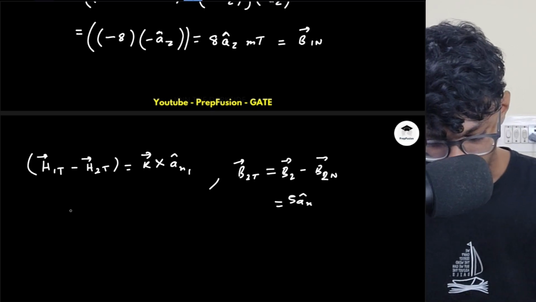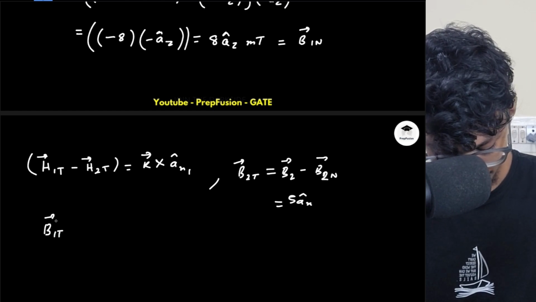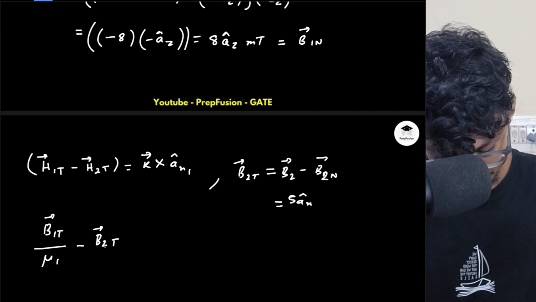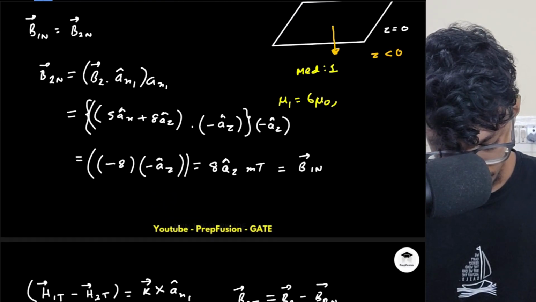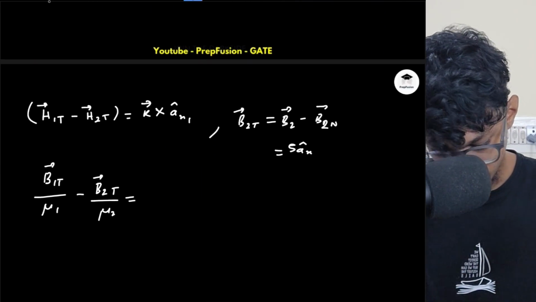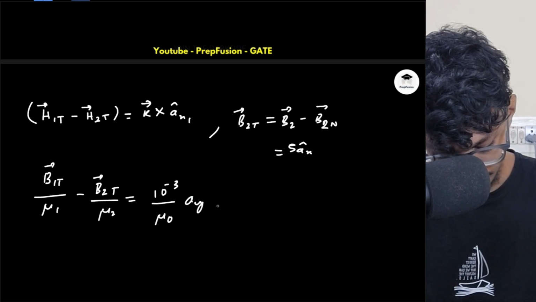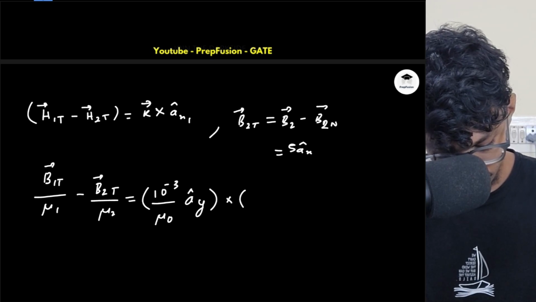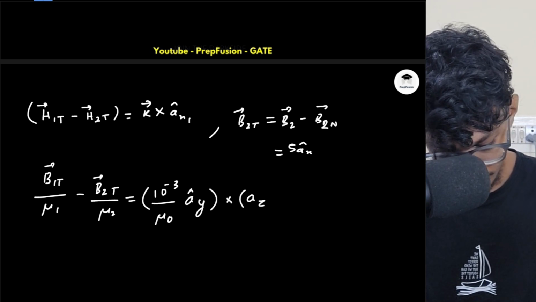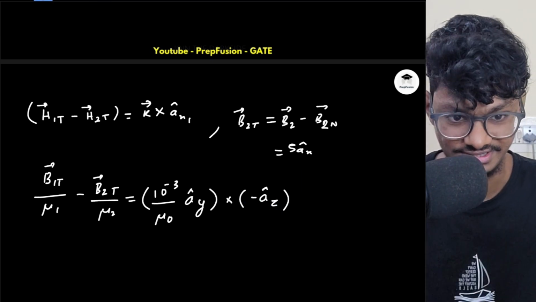Okay, so all of this I can convert in terms of magnetic flux density. So this will be B1t by mu 1 minus B2t by mu 2 equals K. What is K actually? They have given it to me, right? The direction of K is in the ay cap direction, 10 raised to power minus 3 by mu naught, so this will be 10 raised to power minus 3 by mu naught, ay cap direction, cross A in the minus az cap direction, right? ay cross minus az cap. So you have to be very careful with the vectors here.